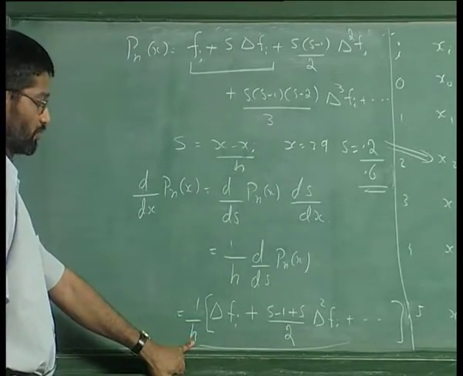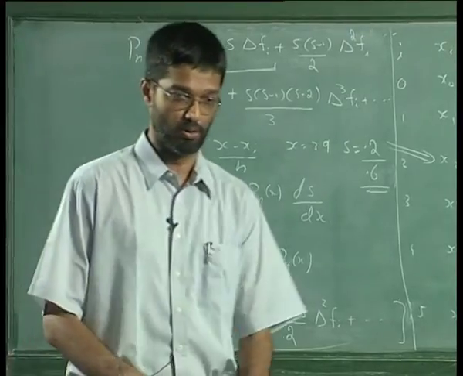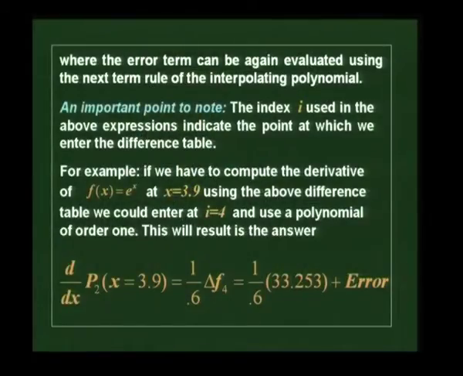So we know that this value, 33.253 by 0.6, is not the correct derivative. The derivative of e to the power of x is e to the power of x. So e to the power of 3.9 is not 33.253 by 0.6. It's off by approximately 7, so this is definitely wrong, because we have just constructed a linear polynomial. So let's look at the error in this, and the error would be the next term in the polynomial.